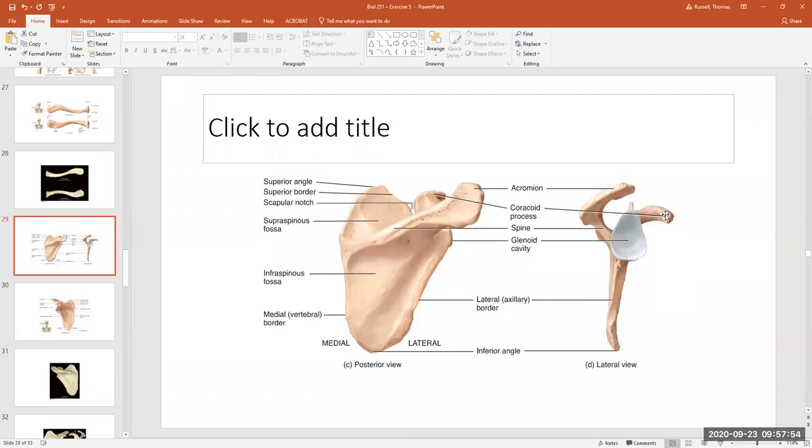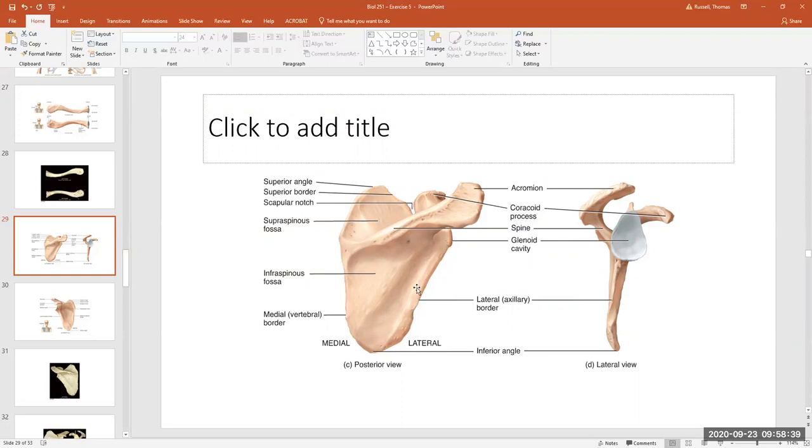So on the test, you're going to have to be able to identify this as a right scapula. You have to be able to identify the acromion, which is the extension off of the spine. You have to know the coracoid process, which is the part that's right in the front. You have to know the glenoid cavity, which also is called a fossa, by the way. The glenoid fossa, right here where the head of the humerus articulates. You have to distinguish between the lateral border of the scapula right here and the medial border of the scapula, which is on this side.